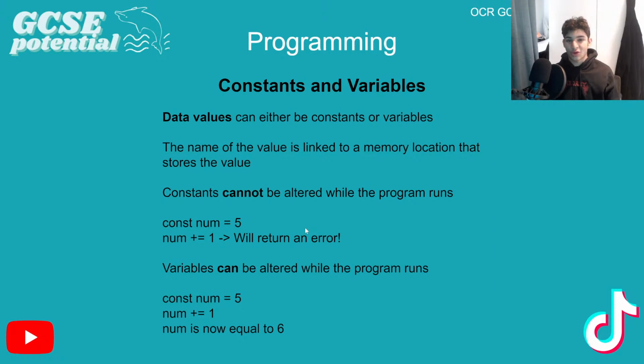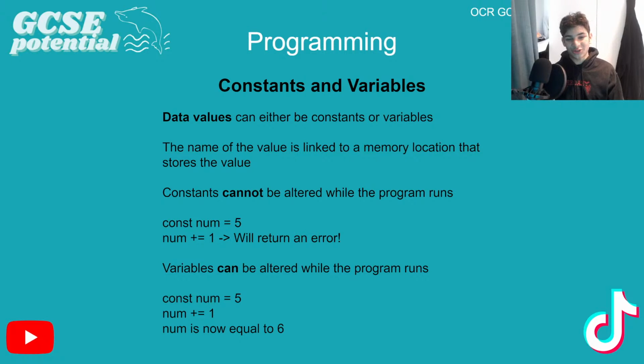Constants and variables. So you could either have things stored as a constant or a variable. Data values can either be constants or variables. And the name of the value, this is a bit in depth, but the name of the value is linked to a memory location that stores the value. So if you say num is equal to 5, the data of num will be stored at a memory location. So the number 5 will be stored at the memory location which is associated with the variable num, if that makes sense. I don't think you really need to know that, but it might appear. I don't really know.